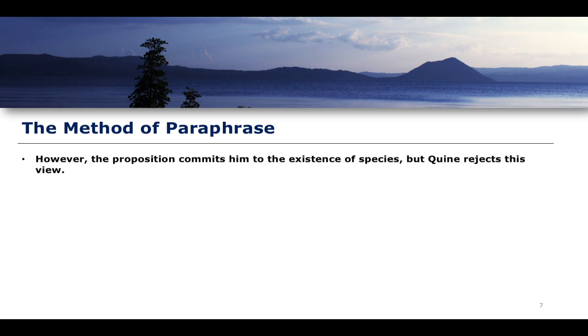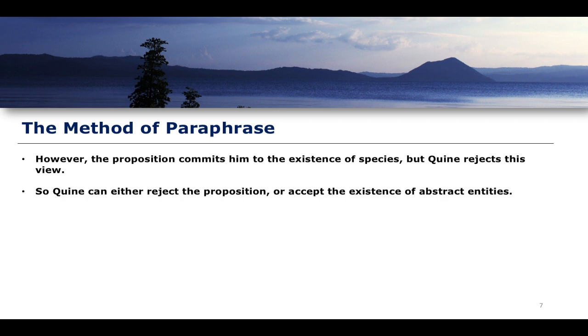So the proposition theoretically commits him to the existence of what would be described as an abstract entity, an abstract idea, a set of all things that we would describe as being a species. But Quine rejects this viewpoint. Instead, Quine either can reject the proposition, or he can accept the existence of abstract entities, okay? So he can either reject the truth value of the statement, some zoological species are cross-fertile, or he can accept the existence of abstract entities. You can't do both, fundamentally, if you want to do this from this perspective at the moment, okay?